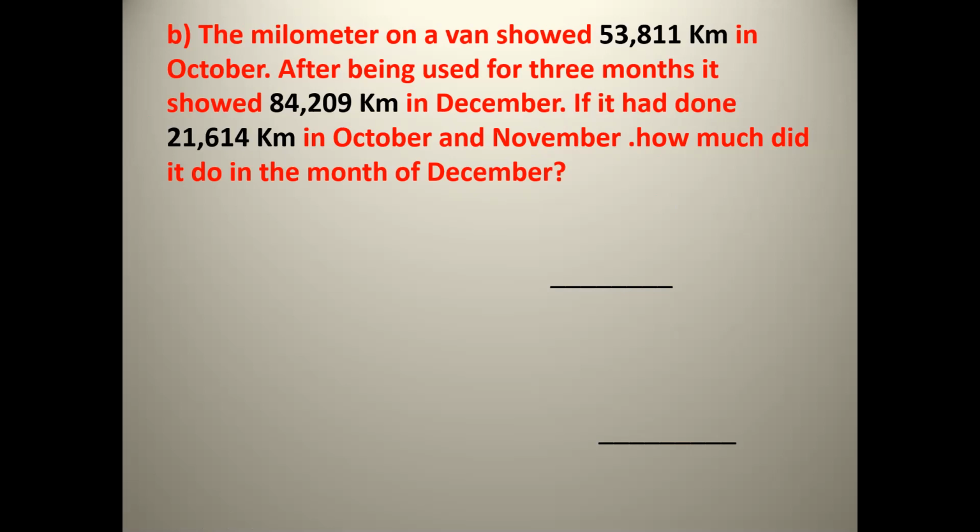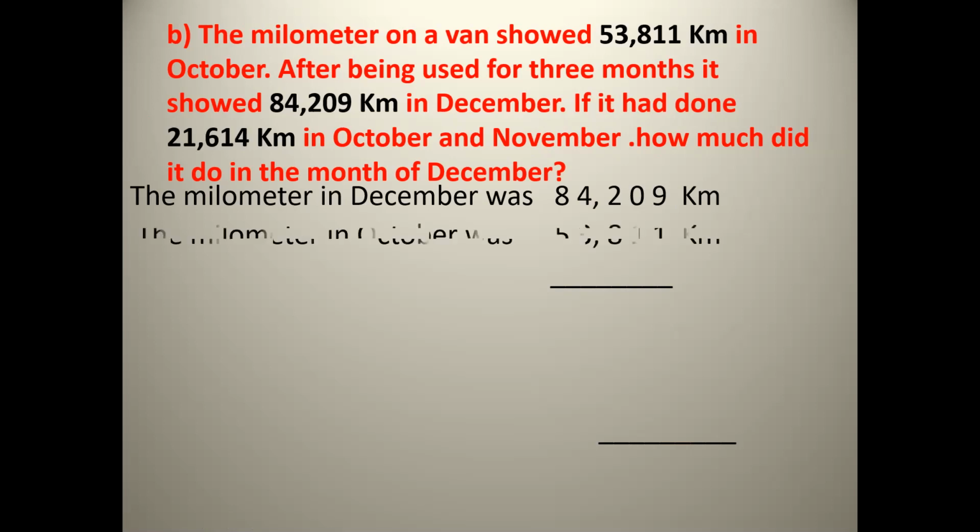So here what we will do, we write a statement. First statement, the odometer in December was 84,209 kilometers. And the odometer in October was 53,811. So if you subtract now, take away 1 from 9, it is 8.